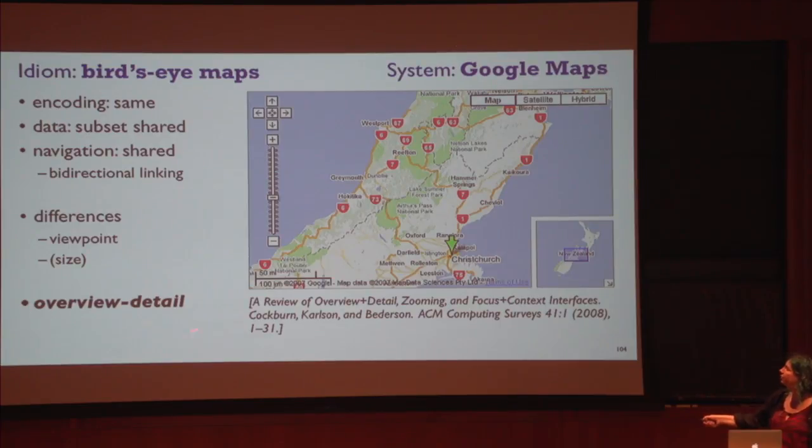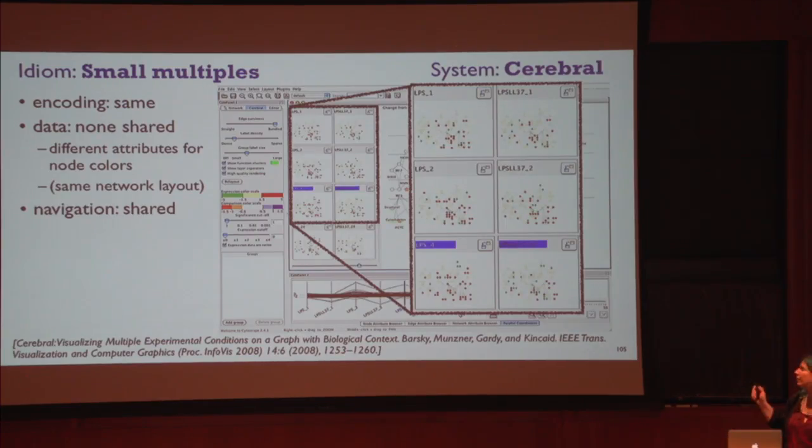This so-called overview in detail is a very, very common idiom as well. In this case, we've also got the shared navigation. As you move this around, this view updates and vice versa. So what else could we do? Here's an example where the buzzword in visualization is small multiples. And in this case, we have the same visual encoding, but we don't have the same data. We're actually partitioning the data so that we're seeing different things in views.